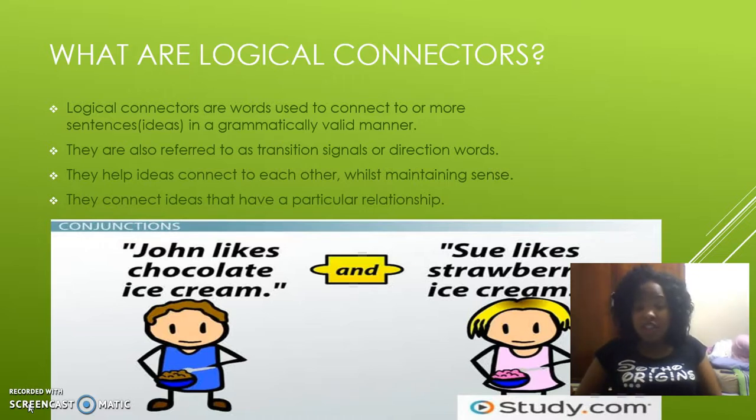In our little picture there we have "and" as a logical connector, which is a conjunction, which connects the two ideas which relate to each other, as to what John likes and what Sue likes. So John likes chocolate ice cream. Sue likes strawberry ice cream. And comes as the logical connector to create a relationship between what John likes and what Sue likes.